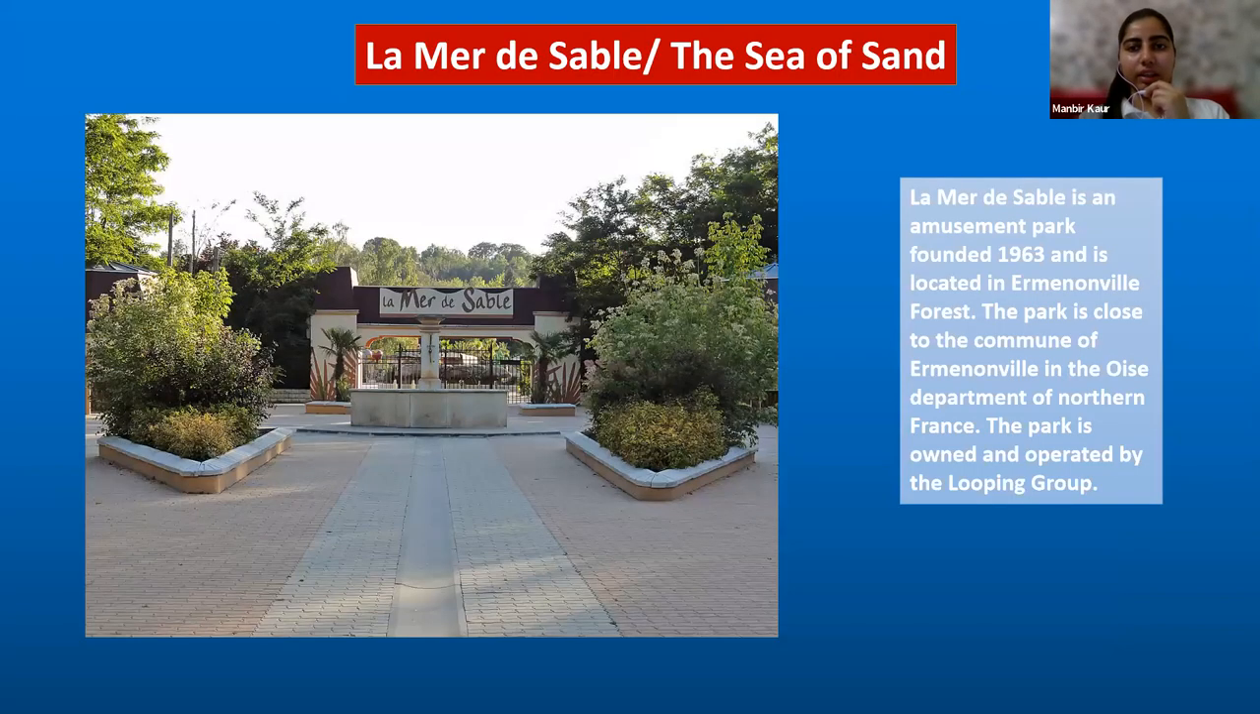Now moving on to the next, the Mer de Sable, the Sea of Sand. This is an amusement park founded back in 1963, and it is located in the Ermenonville forest. The park is close to the commune of Ermenonville in the Oise department of northern France. The park is owned and operated by the Lupin Group. Here in this picture, you can see the entrance to this park.